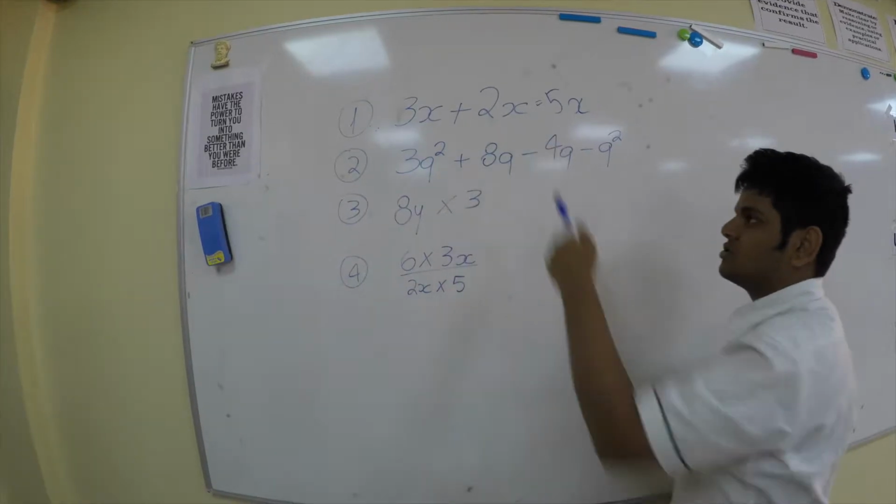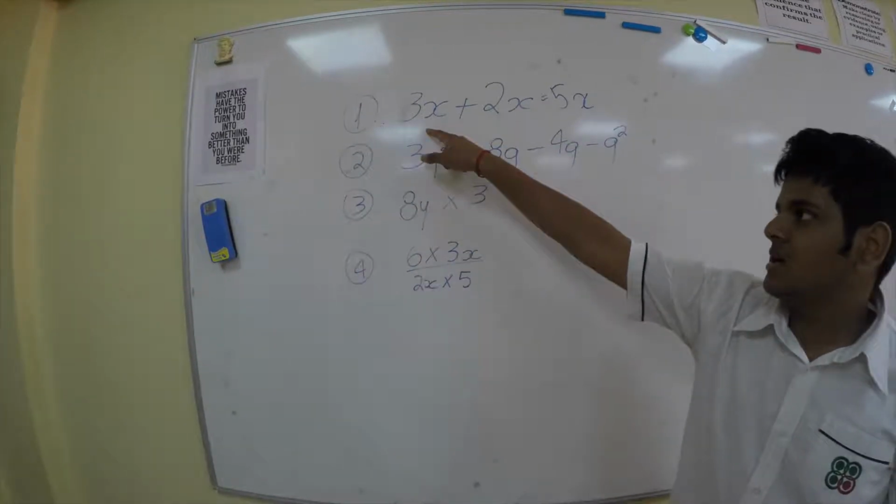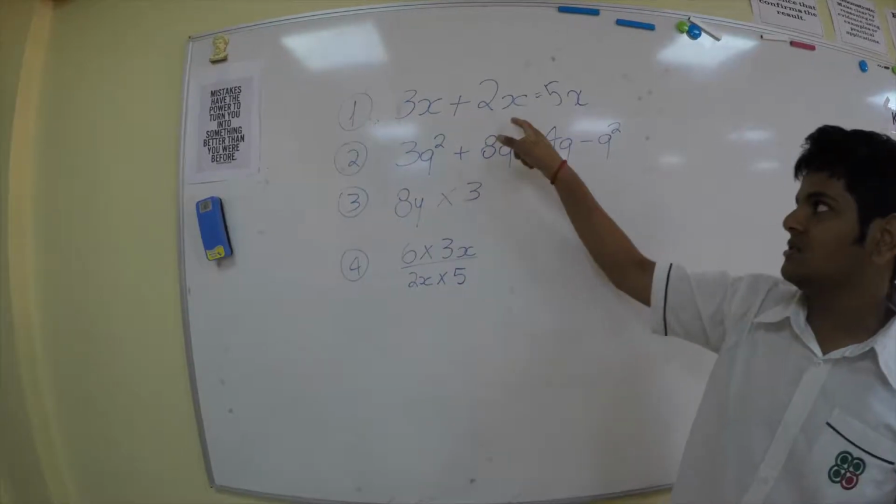Keep the x's. And just remember, in this case, since it's 3 times x plus 2 times x, you don't add the x's, so you don't add another 2. Just don't do that.